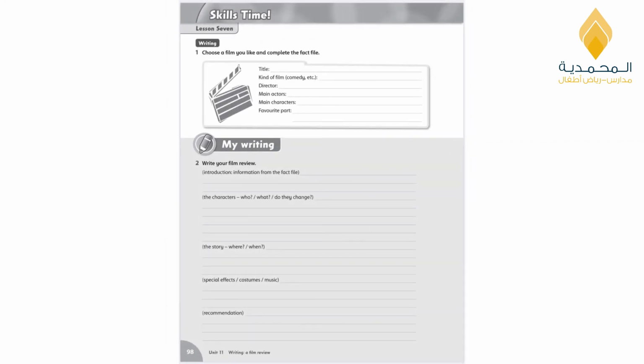On this page, you are going to write a film review, depending on the strategies that you learned. Look at this question. Choose a film you like and complete the fact file: the title, the kind of film, the director, the main actors, the main characters, and the favorite part. I believe in you.